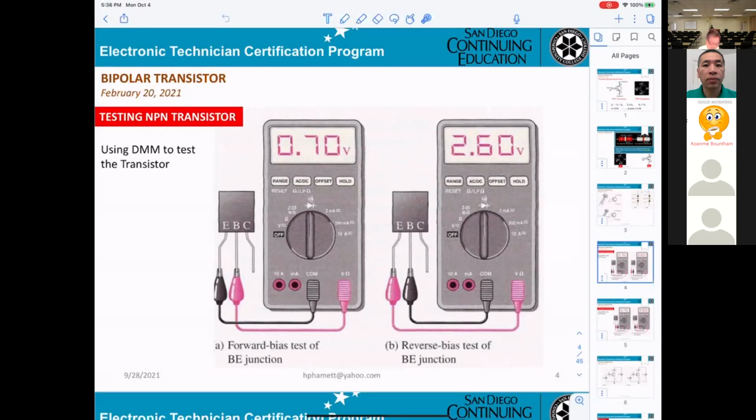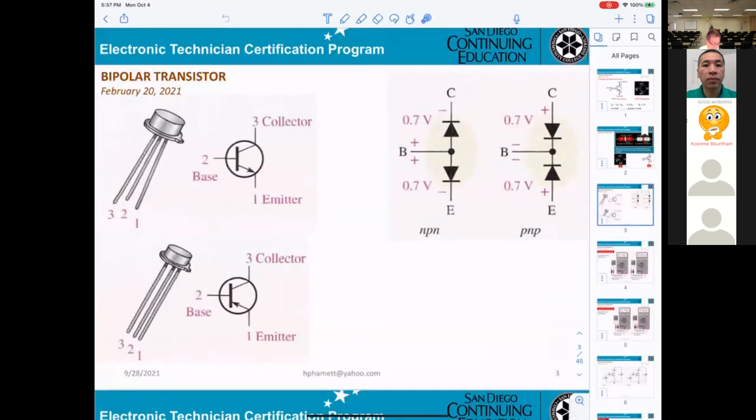So, Mr. Fan, I have a question. Yeah, go ahead. Without using a multimeter, without measuring the resistance, how can we say which is base, emitter or collector? You see right here, when you're looking at the transistor, pin 1 will be emitter, pin 2 will be base, pin 3 will be collector.